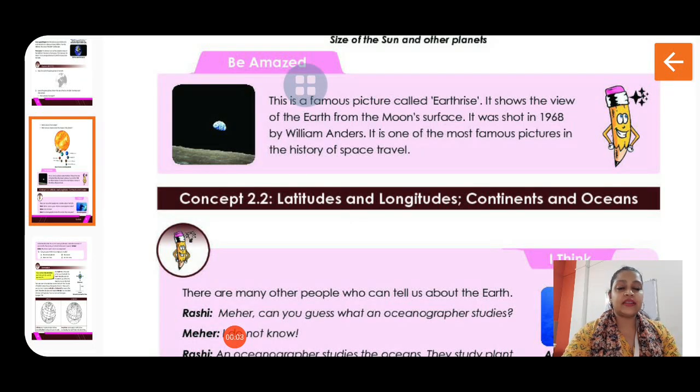Good morning, children. Shall we continue with our second chapter? Today, children, we will start with concept 2.2, that is latitudes and longitudes. I hope you have heard the concept of latitude and longitude earlier. Even if not, I'll explain it to you.